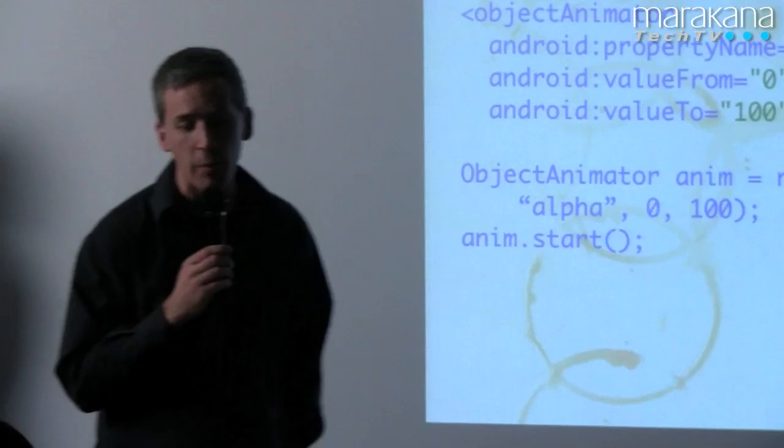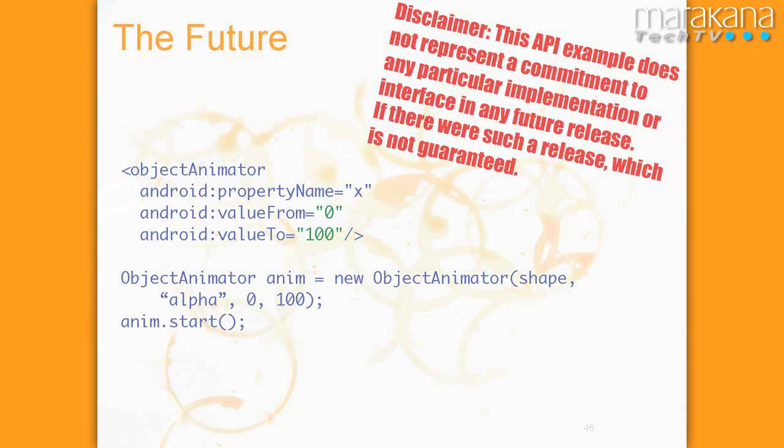So first we'll read the disclaimer. This API example does not represent a commitment to any particular implementation or interface in any future release, if there were such a release, which is not guaranteed. All right. This might be sample code in some future release, which doesn't exist, that could do the stuff that I'm talking about.